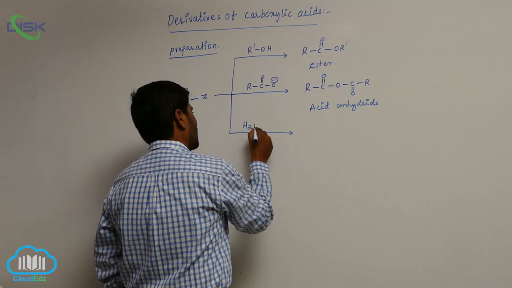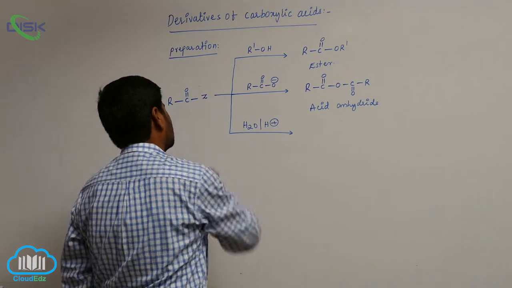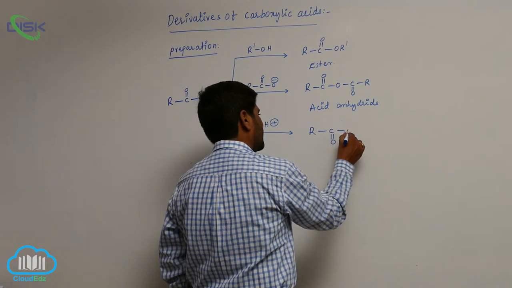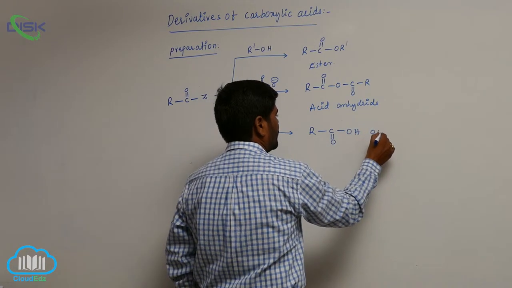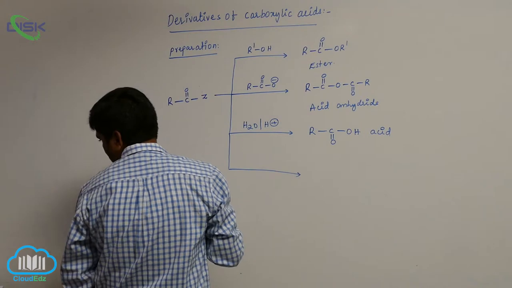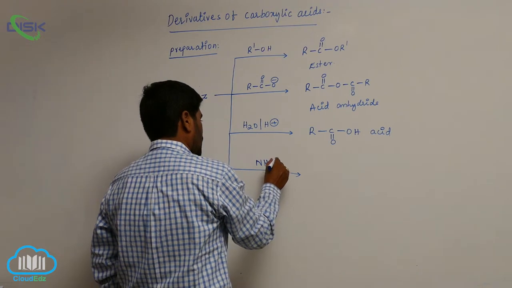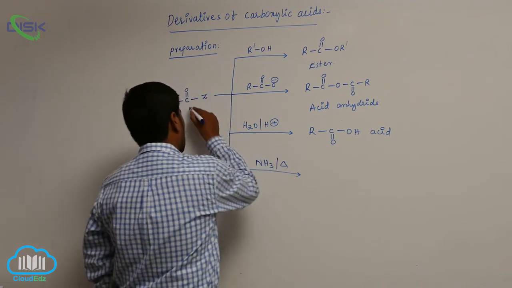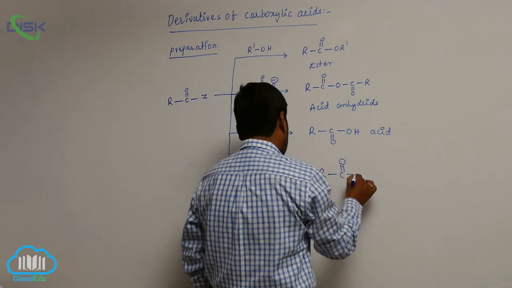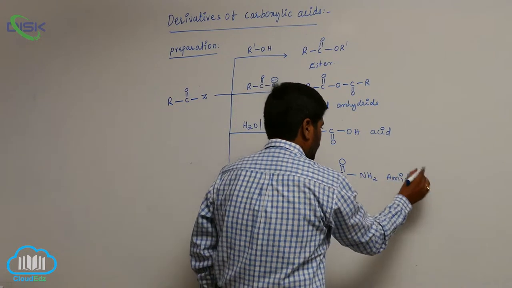Now, with acidic hydrolysis of this particular group, it converts into an acid. Now it again reacts with ammonia followed by heating. Loss of Z takes place. Now it converts into R C double bond O NH2. So this is known as acid amide.